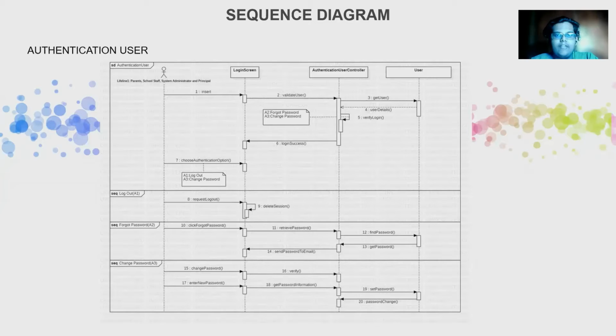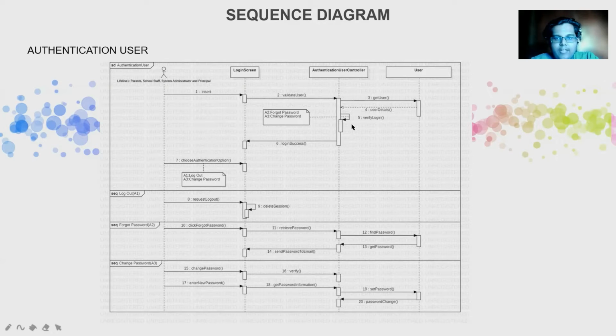Let me start with our presentation. We start with the sequence diagram for authentication user. For authentication user, there are 4 lifelines: parent, school staff, system administrator, and principal; login screen; authentication user controller; and user. First, for authentication user, we insert, validate user, get user, user detail, and verify login.